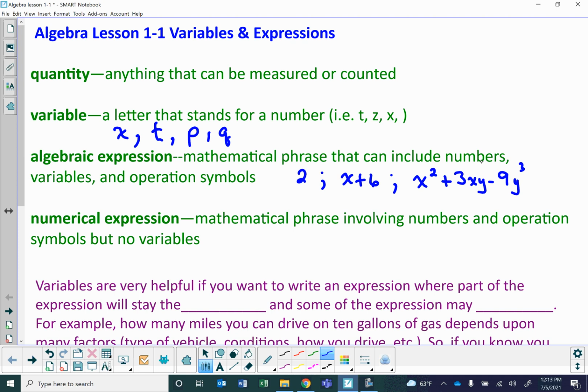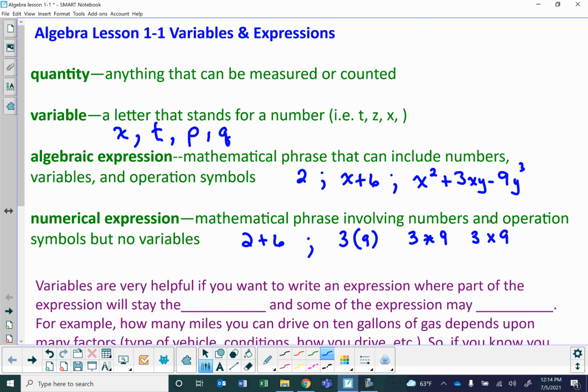A numerical expression is a mathematical phrase involving numbers and operation symbols, but no variables, like 2 plus 6. That's a numerical expression. Or 3 times 9. And do notice there are many different ways to write 3 times 9. I could write it with parentheses. I could write it with a little asterisk. I can write it with the x as a multiplication symbol. Or I can do some other things, which we'll get into later.